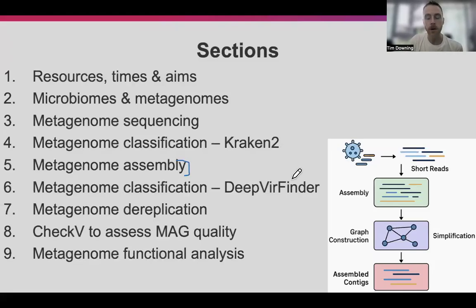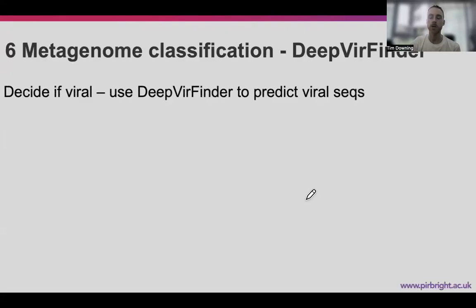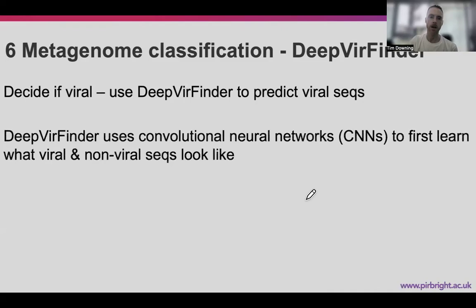Welcome to video 5 in our course on metagenome classification. We're going to look at DPR finder as one example of how we can approach this. This method is trying to predict viral sequences, hence the name.